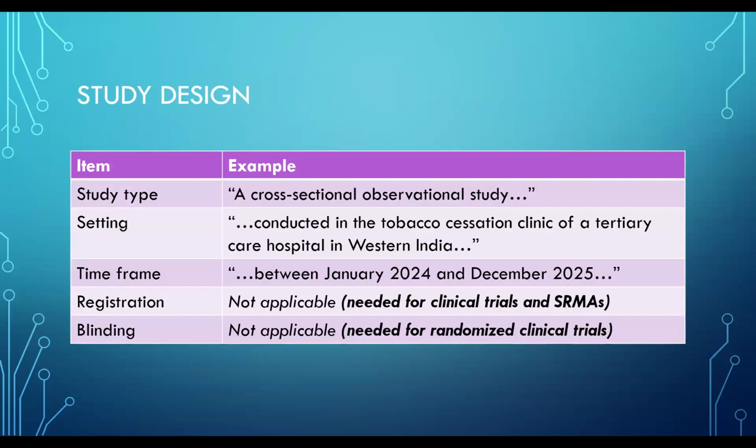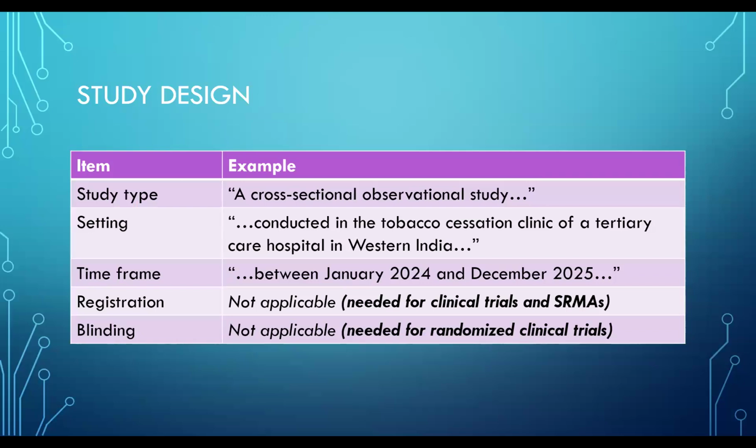So when you describe the study design, these are the 4 or 5 things that have to come. So study design in this case would be a cross-sectional observational study. On the other hand, if you are comparing people who came to the TCC with depressive disorder, without depressive disorder, that would be a case control study. Then the setting, where was it conducted? What was the time frame? We often miss out this information.